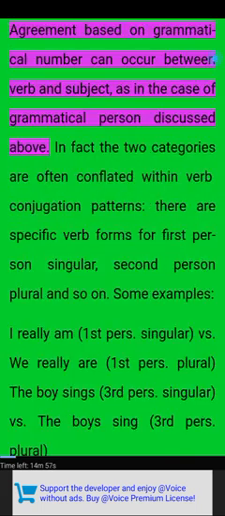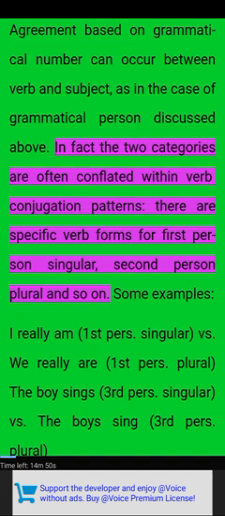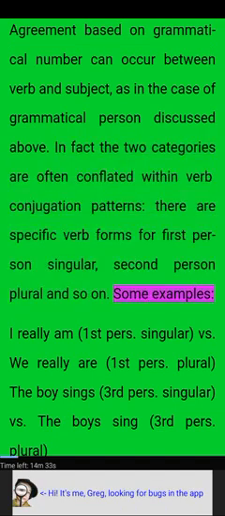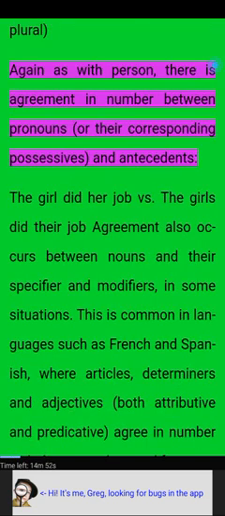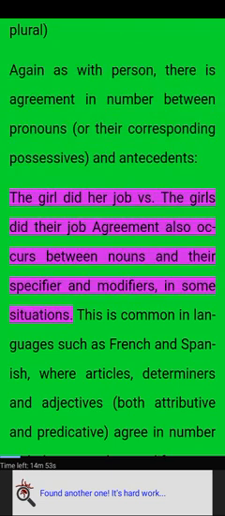Number. Agreement based on grammatical number can occur between verb and subject, as in the case of grammatical person discussed above. In fact, the two categories are often conflated within verb conjugation patterns. There are specific verb forms for first-person singular, second-person plural and so on. Some examples: "I really am" (first person singular), "We really are" (first person plural), "The boy sings" (third person singular), "The boys sing" (third person plural). Again, as with person, there is agreement in number between pronouns or their corresponding possessives and antecedents: "The girl did her job" versus "The girls did their job."